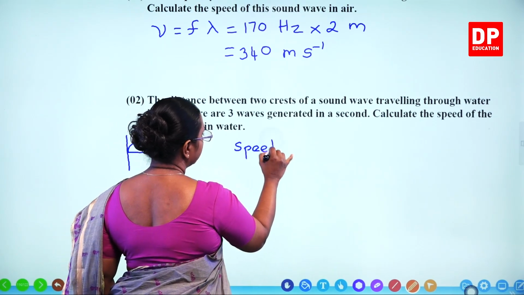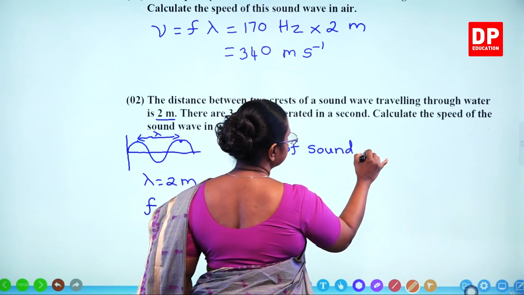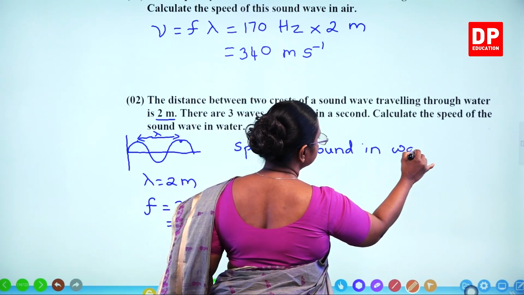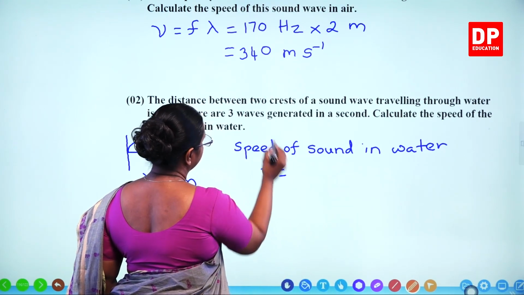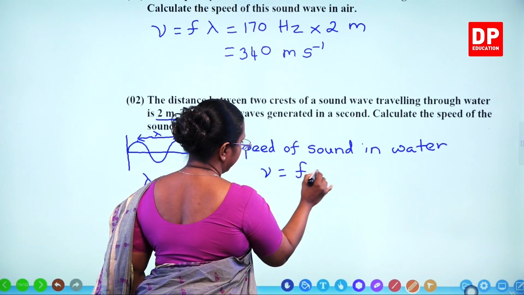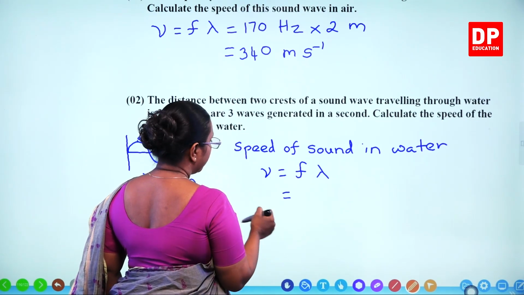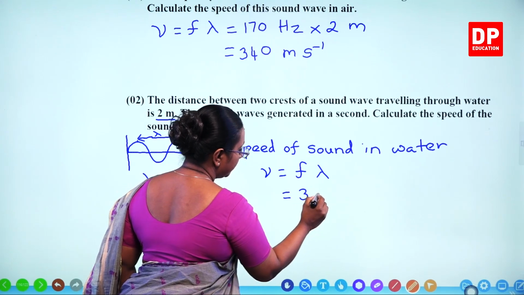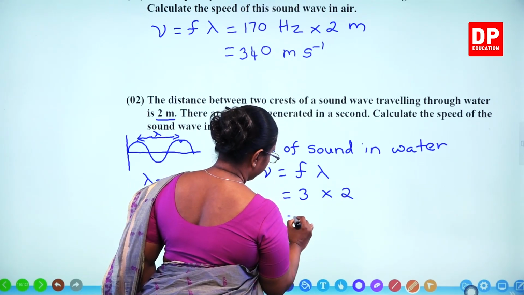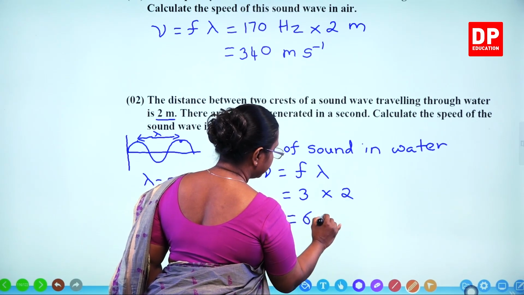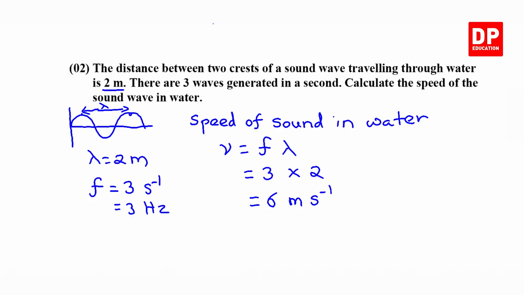Speed of sound in water. What is that? Again the same equation, F lambda. If we substitute, frequency is 3 and wavelength is 2. So that is going to be 6 meters per second.